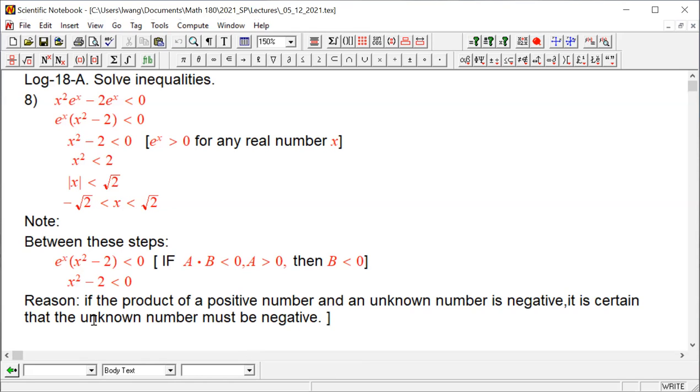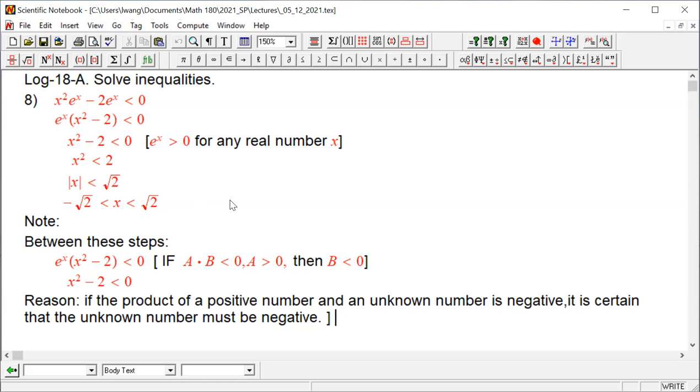All right. Because this is an if statement: if a positive number times an unknown number, we know this is positive already, and we just don't know this number because we don't know x. So we know the product is negative, and one of the numbers is already positive. Of course, the other number must be negative. That's the rationale.